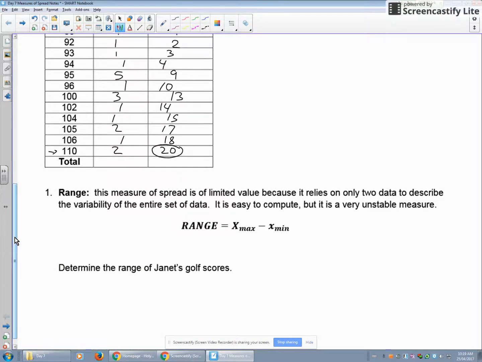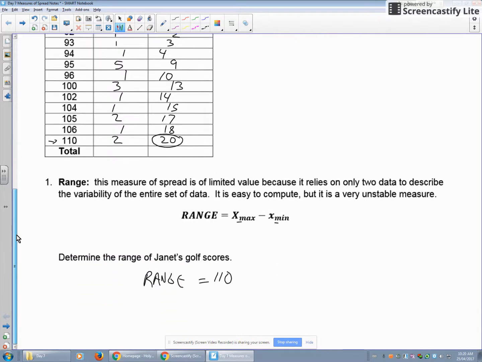So we're asked, one means of measuring spread is looking at range. The range formula is given as x max minus x min. In this case, for Janet's scores, our maximum value is 110. That's easy to find because we've sorted this data in order, and then our low score is 88. So this generates a value of 22.